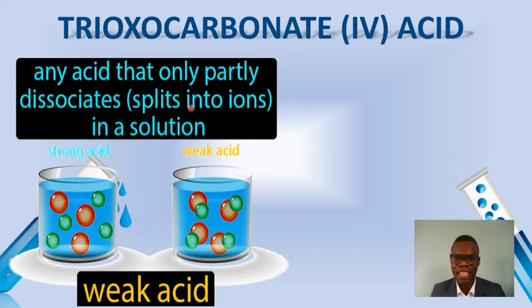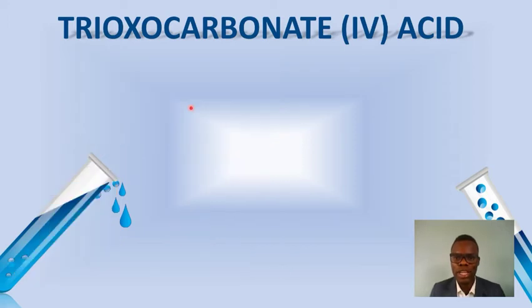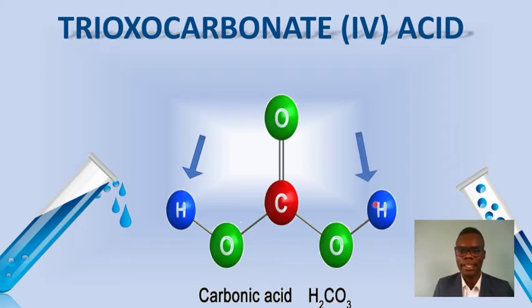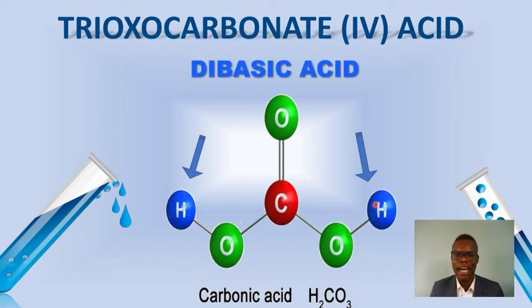Now, the structure of the acid is shown here, and here you can find that you have a CO3 2- radical, that is a trioxocarbonate 4 radical ion, bonded to 2 hydrogen atoms. This makes this acid a dibasic acid, an acid that has 2 replaceable hydrogen ions.